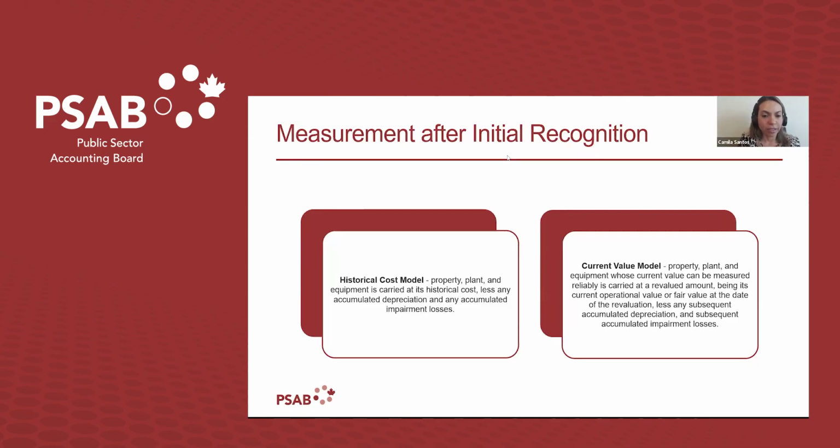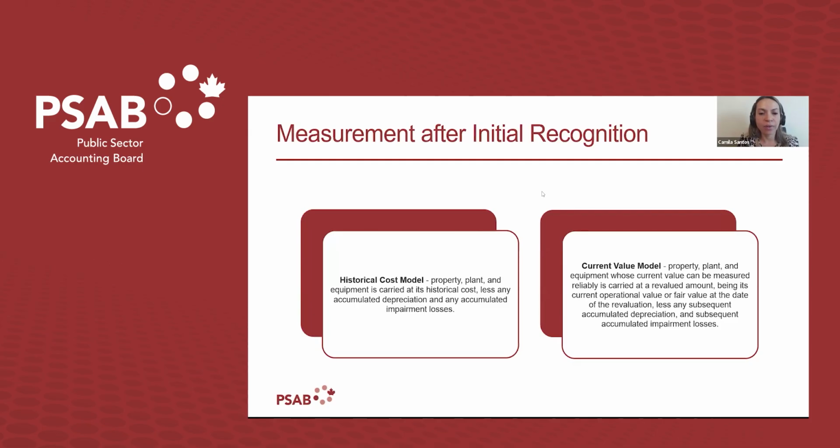Excellent observation. You're correct. Let's break this down to understand the evolution from IPSAS 17 to IPSAS 45. Under IPSAS 17, the models were the cost model, which is the same as the historical model under IPSAS 45, and the revaluation model. The revaluation model is therefore the current value model in IPSAS 45. However, under IPSAS 17, the revaluation amount was based on the fair value of the asset.